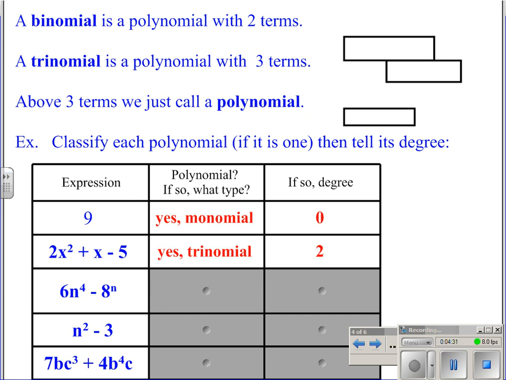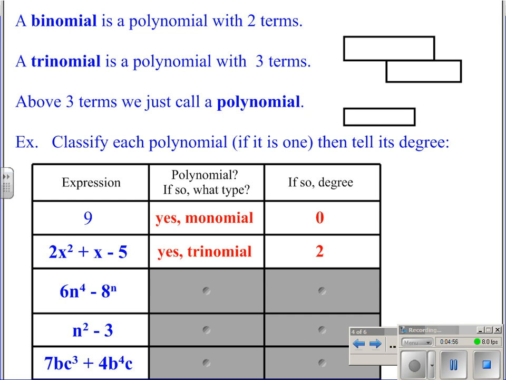The degree is 2. Remember, the largest degree is the degree of the entire polynomial. Now, if this was 2yx squared, the degree of this would be 3. So the degree of the entire polynomial would be 3. Don't add the degrees together when you're finding the degree.